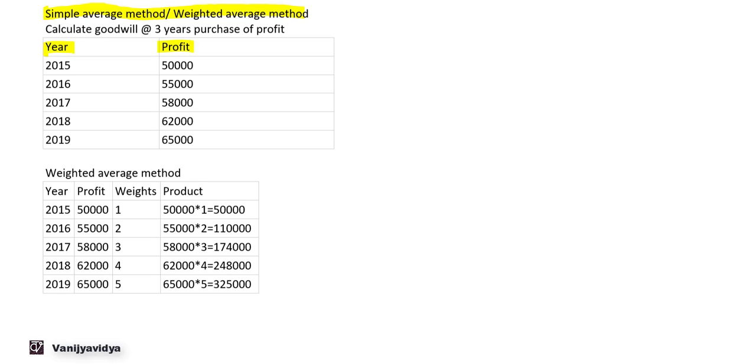If we see here, we can see that there is an increasing trend in the profit over the period of 5 years, that is from 2015 to 2019. So we will be using a weighted average method. This is year and profit. We'll write 2015 50,000, 2016 55,000, 2017 58,000, 2018 62,000, 2019 65,000.